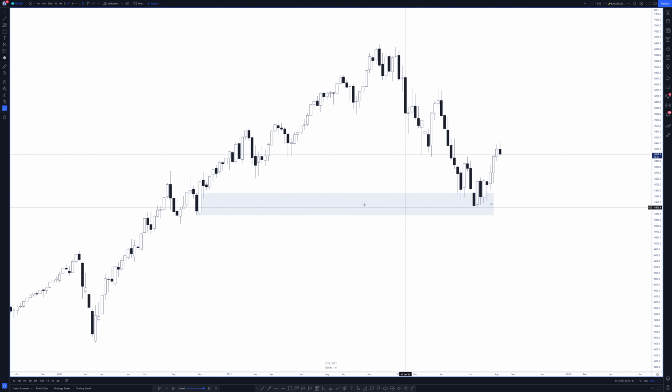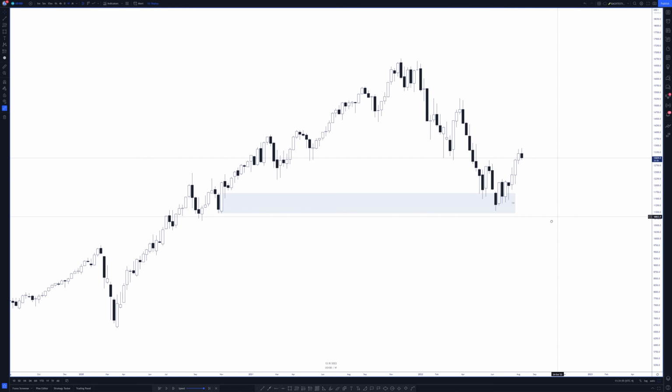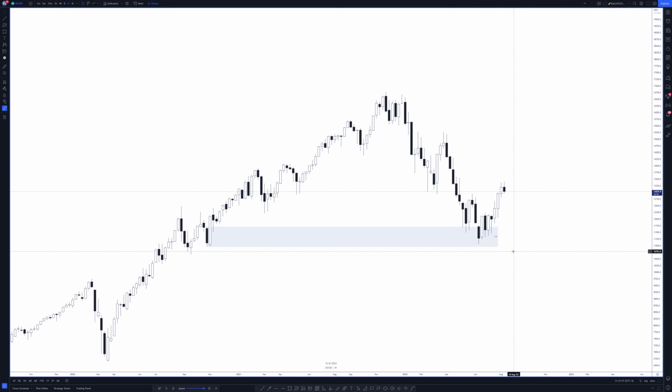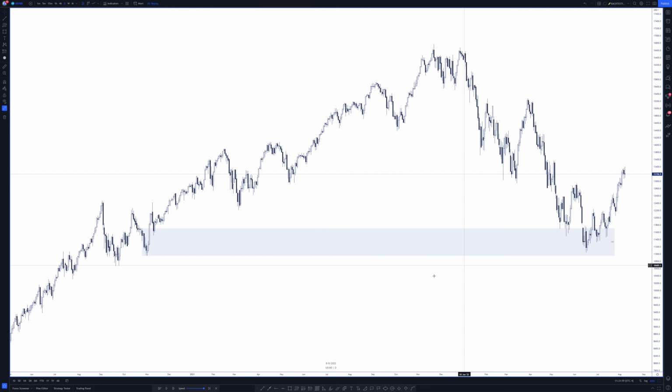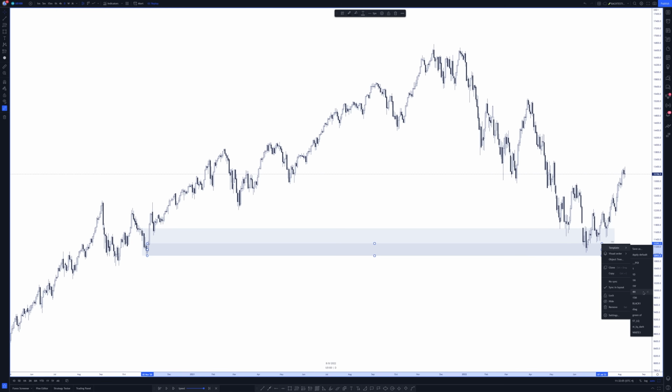Start with the weekly here. We've obviously tapped into this demand level. We were respecting it. We've got an internal structure break here, which, because we're on the weekly, is a clear break of structure on the daily, as I'll show you guys in a second. As we drop down to that time frame, you can see that we're also respecting this nested level of daily demand here, right?